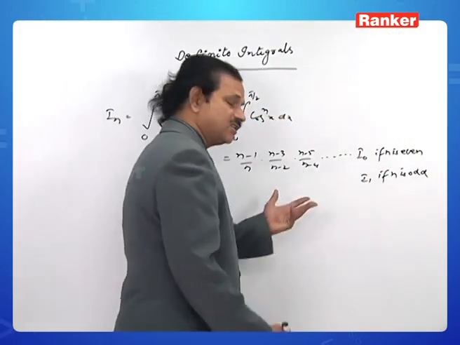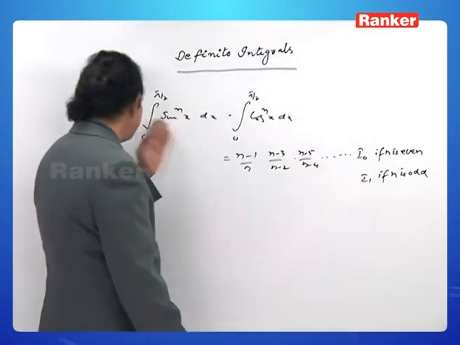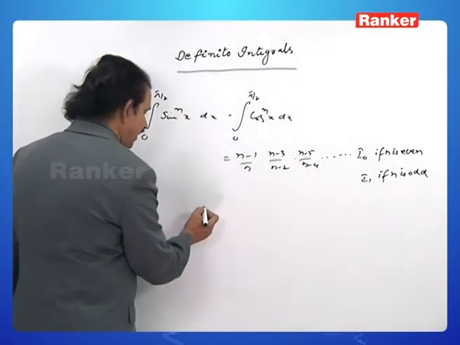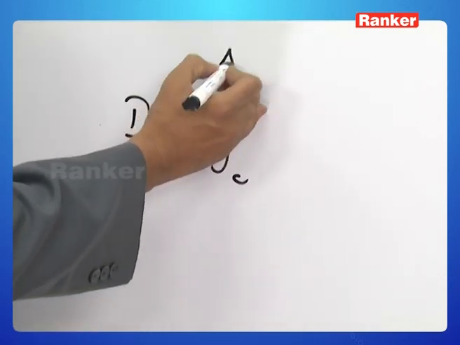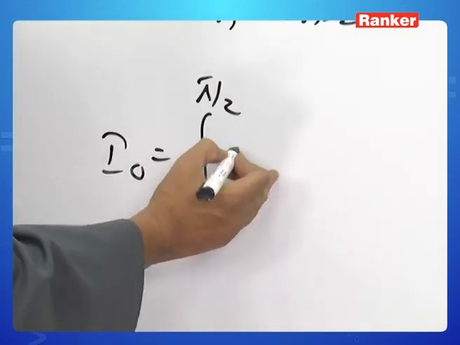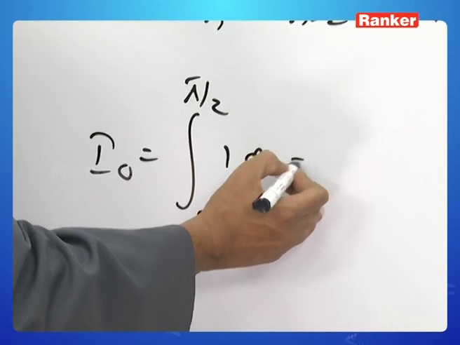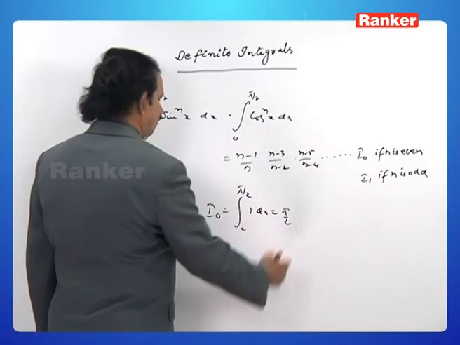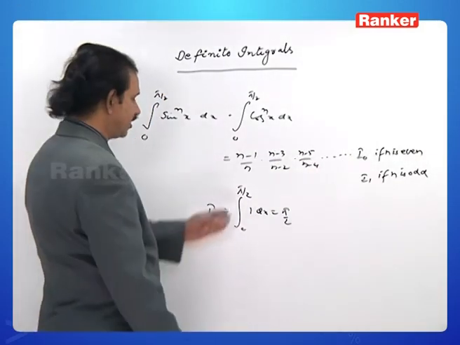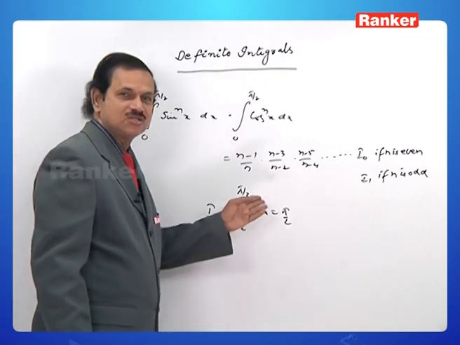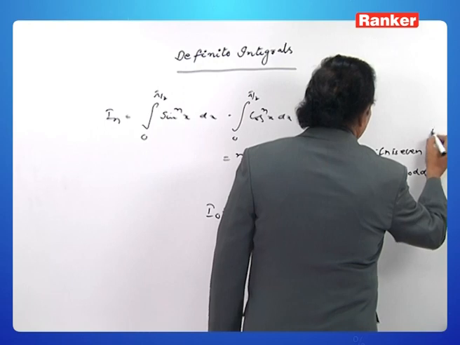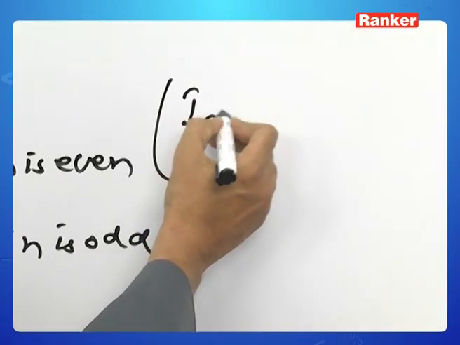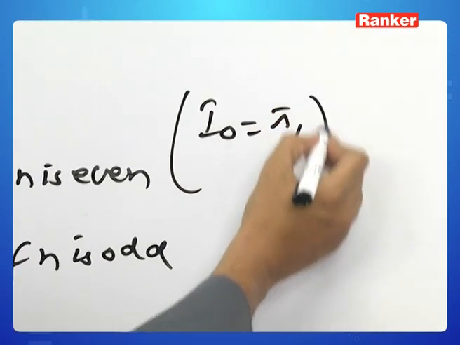Of course, what is I0 and I1? You have named it I_n. What is meant by I0? Integral 0 to pi by 2, sine power 0 x is 1, hence it is nothing but integral of 1, which is x between the limits 0 to pi by 2, that is pi by 2. So I0 is equal to pi by 2.